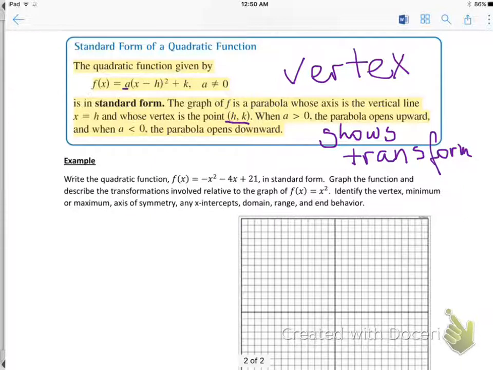We are going to go ahead and look at the example. We are going to write a quadratic function in standard or vertex form. So our first step would be to actually complete the square to get that into standard form. And then we're going to graph the function and describe the transformations in comparison to the parent function. We have to identify the vertex, minimum or maximum, axis of symmetry, and then of course any x-intercepts, domain, range, and end behavior. So let's get to it.